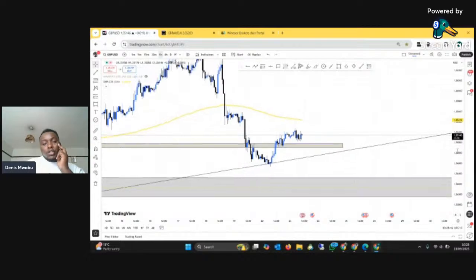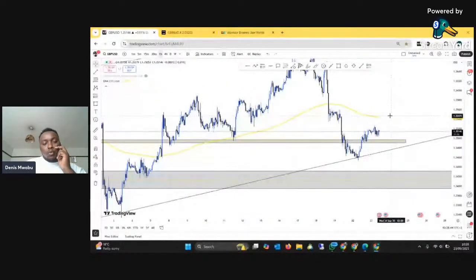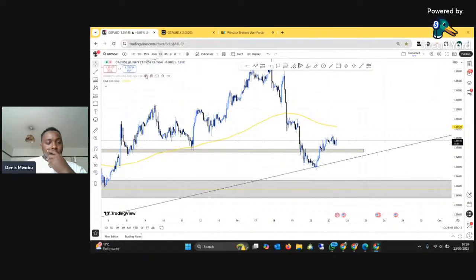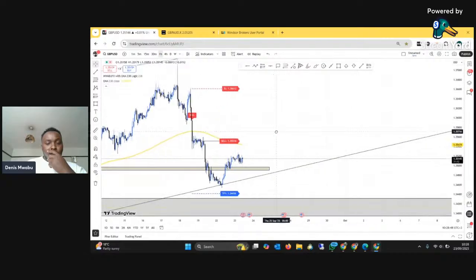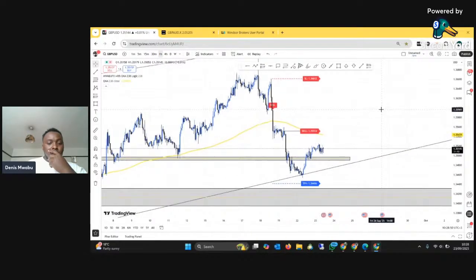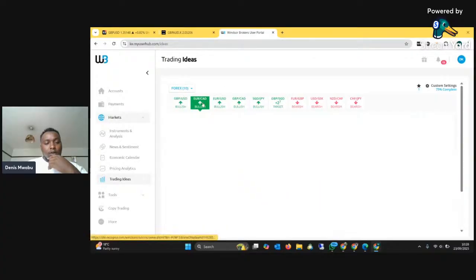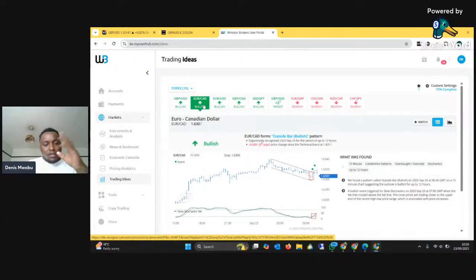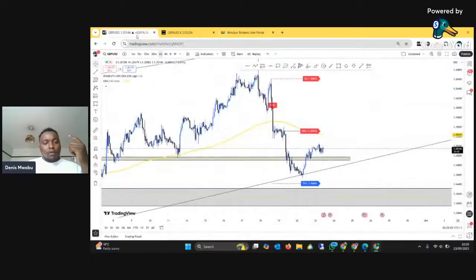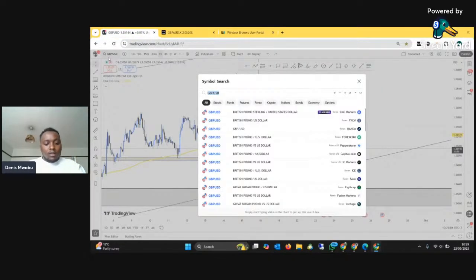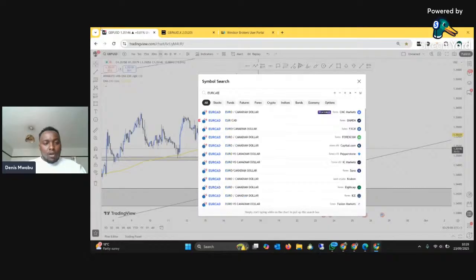If I was getting into a buy here, I want my BMM to confirm a buy, which it has not confirmed. So I don't think that is a trade idea that I will be considering. Okay, so we go to EURCAD. I just wanted to do some technical analysis to give you an overview of how you should be looking at the market.